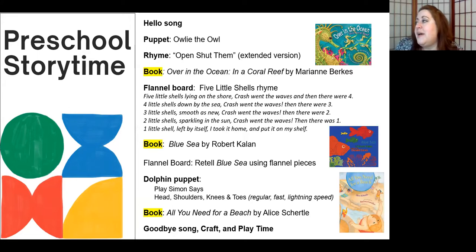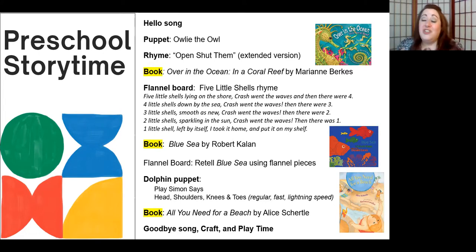times. So this is also an example, the flannel board, the 5 little shells rhyme, of how I just put the lyrics right on the sheet. Yeah, and then at the bottom, the dolphin puppet. That's another way to use puppets.